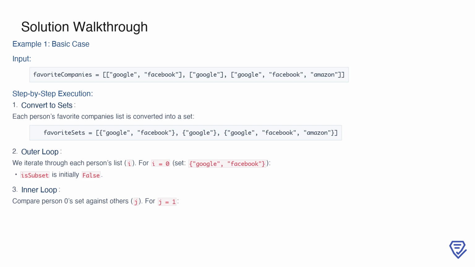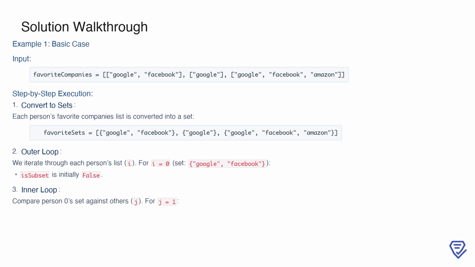First, we convert each person's list into a set for better performance during subset checks. Here, favoriteSets becomes a list of sets: {Google, Facebook}, {Google}, and {Google, Facebook, Amazon}. Next, we use 2 loops to compare each person's set, i, with every other person's set, j. For the first person, i equals 0, their set is {Google, Facebook}. Initially, we assume it is not a subset of any other set by setting isSubset to false. Then, we begin comparing it to other sets using an inner loop.